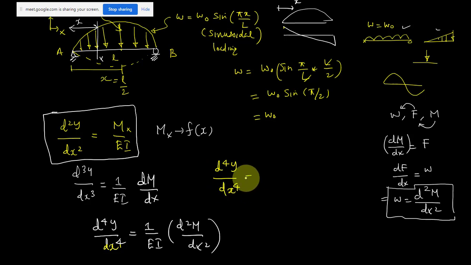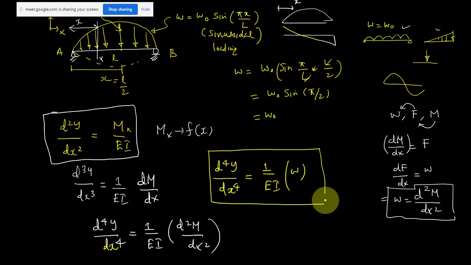Okay, it is equal to 1 by EI, so 1 by EI into load intensity. So these two equations are one and the same. You see carefully what we have done. It is your differential equation for the elastic curve in terms of moment and curvature.